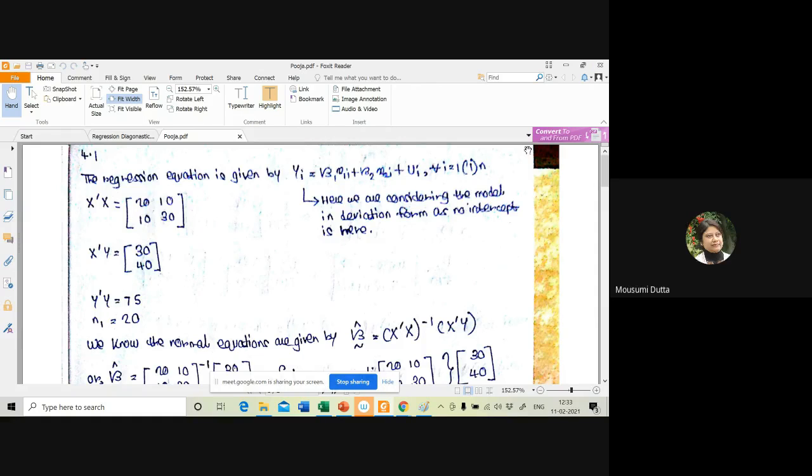Ma'am, the value of F is 0.16. I didn't get you, Rudra. Ma'am, the value of the F statistic is coming to 0.16. Okay, F statistic for which one? Chow test 1, yes. Ma'am, we have to calculate the Chow test. Yes, the value of F is coming to 0.16.